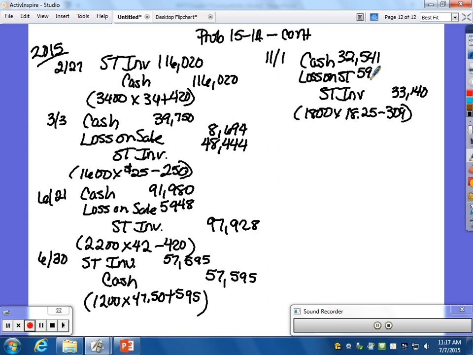And lastly, for that problem, the requirement says on December 31st, 2015, prepare the adjusting entry to record any necessary fair value adjustments for the portfolio of traded securities when HCA's share price is $36 and Black & Decker's share price is $43.50.